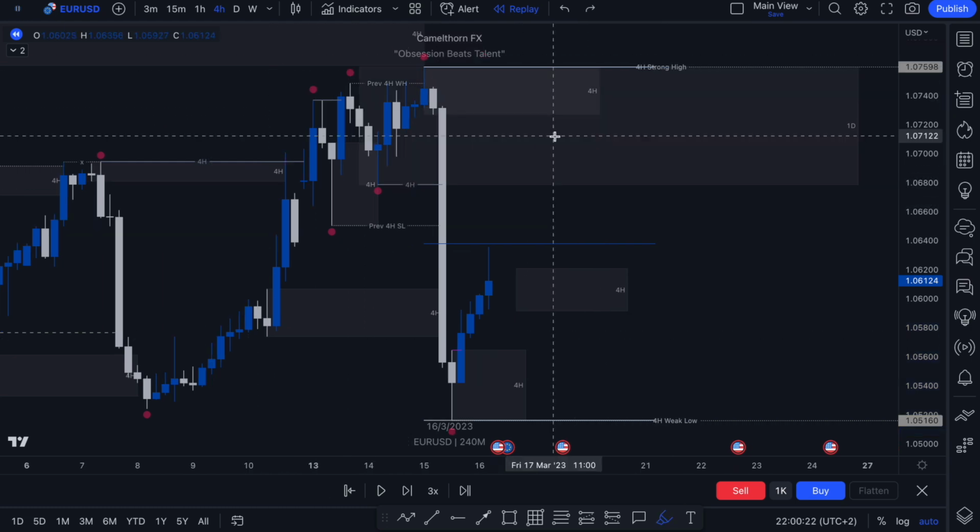So that means that my 4-hour bias was also bullish, all right? Even though it was just a pullback, my 4-hour bias was also bullish.